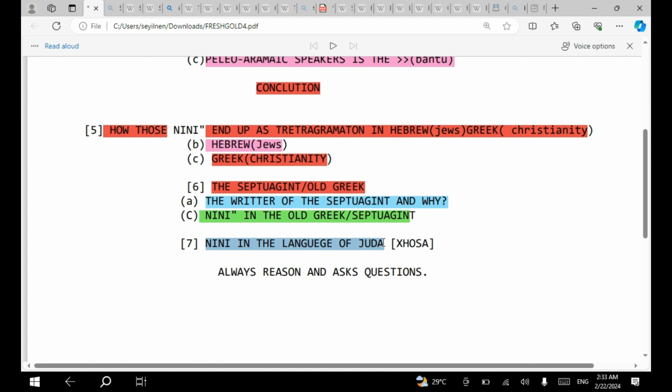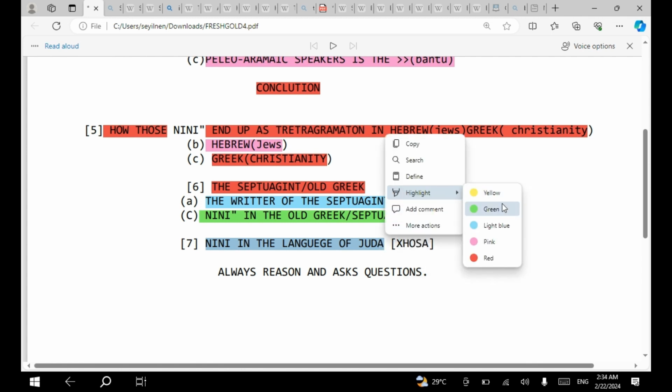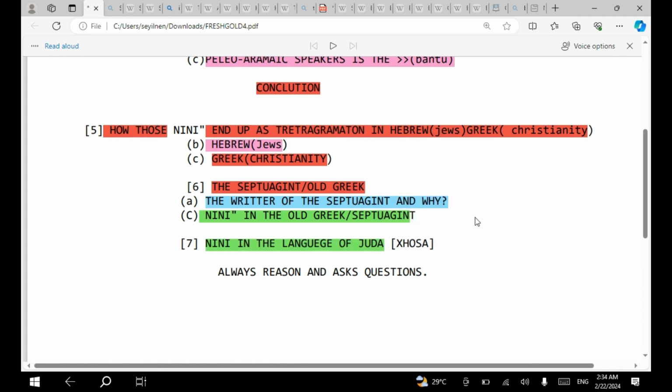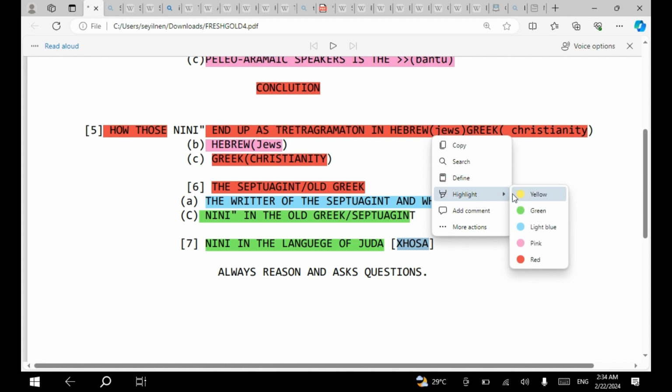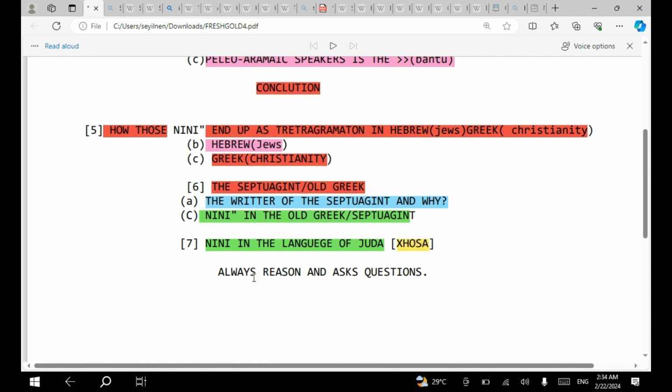Nini in the language of Judah, which is what? Kosa. That's where they found the Bantu script in Jerusalem. That's where they found the name Kosa. Nini in the language of Judah is Kosa. They still call the name now to today, Nini.